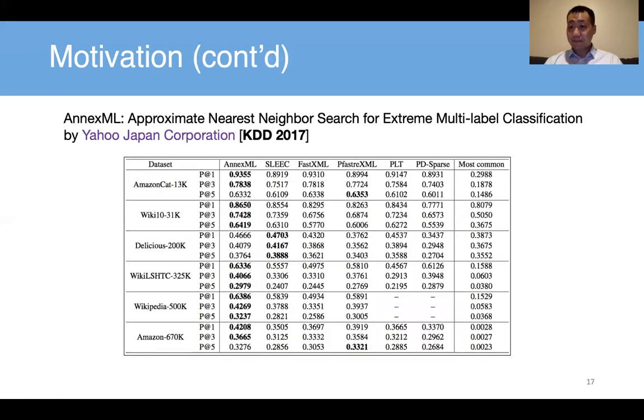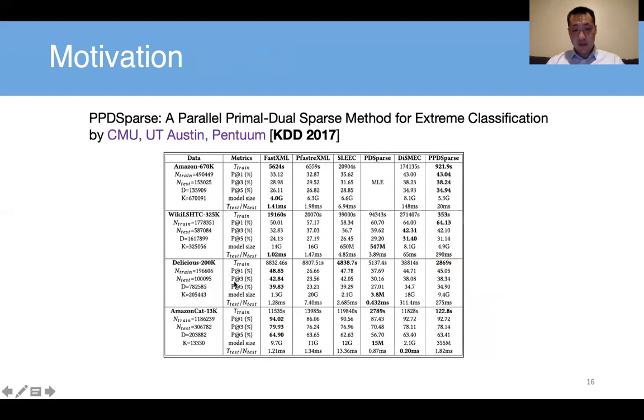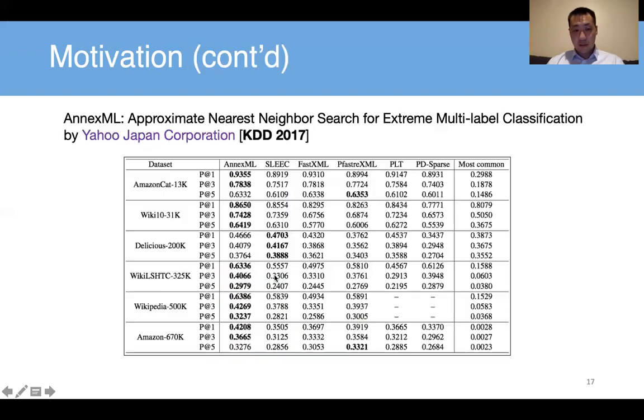Actually, there's another paper in the same year, also in KDD. It's by Yahoo Japan, working on the same problem, but with a different methodology. They also compare with the baselines, including FastXML. And they also use very standard data sets, Amazon, Wiki, Delicious. Then they use very standard metrics, precision at 1, 3 and 5. So let's look at that one. Do remember, we are looking at this precision at 3 for FastXML, Delicious. For FastXML, Delicious, precision at 3, 38.